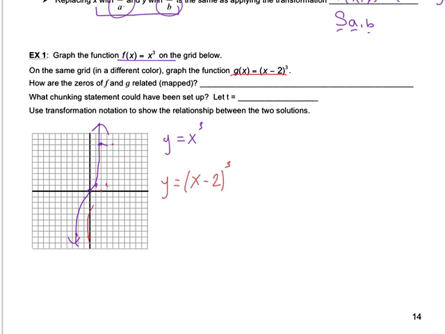So here's the graph of g. So how are the zeros of f and g related? The zeros are where the function crosses the x-axis, where the y value equals 0. So here's the 0 there, here's the 0 on g of x. Those are related by simply the first one, the parent function, is shifted over 2 to the right. So they're shifted 2 units.